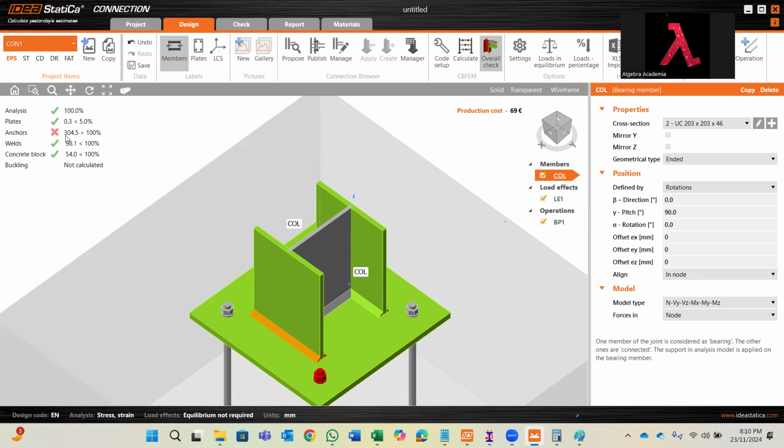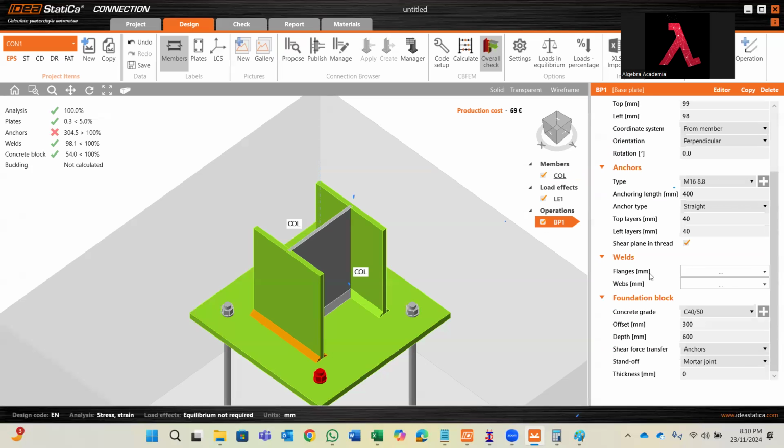So what I'm going to fix, in fact, I need to only fix the anchor. You don't need to touch the weld as well, because we've used the ultimate force. So I'll only change the anchor first. The anchor diameter we have used is 16 actually.